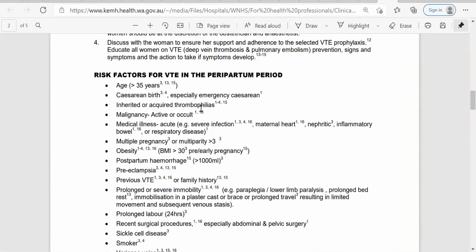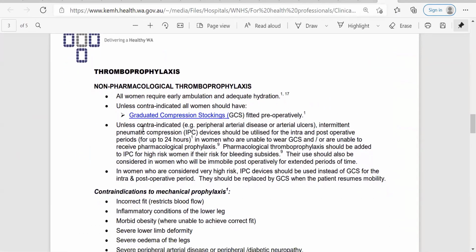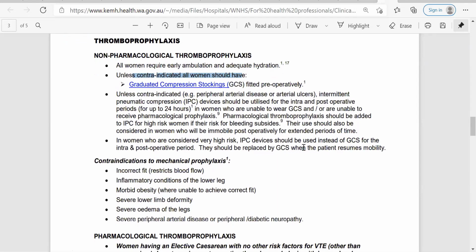Thromboprophylaxis. Okay, let's see this one. Risk factor for VTE. So, thromboprophylaxis in these pregnant women, non-pharmacological thromboprophylaxis. All women require early ambulation unless contraindicated. All women should have graduated compression stockings fitted pre-operatively.